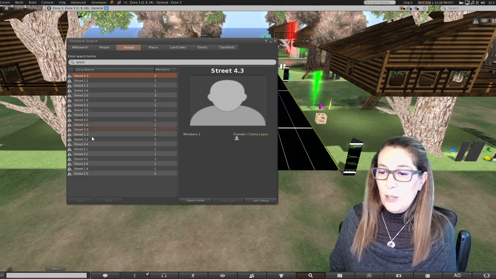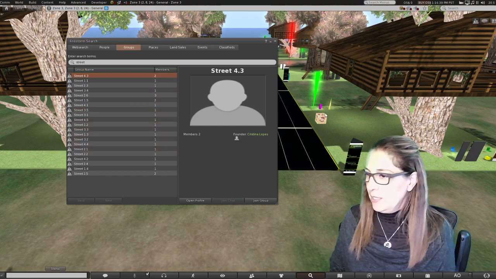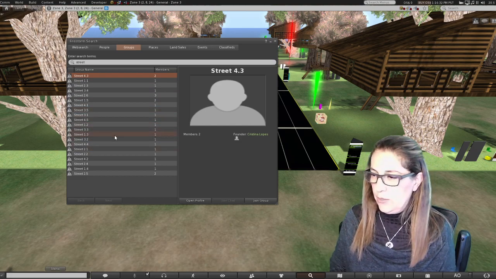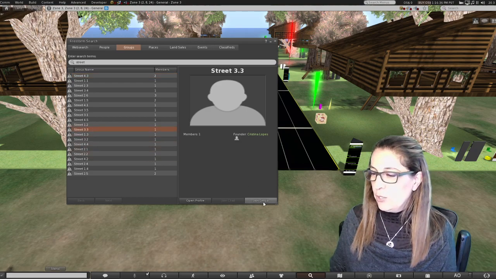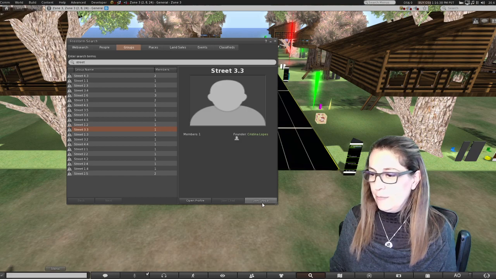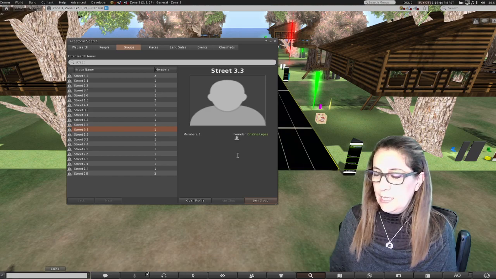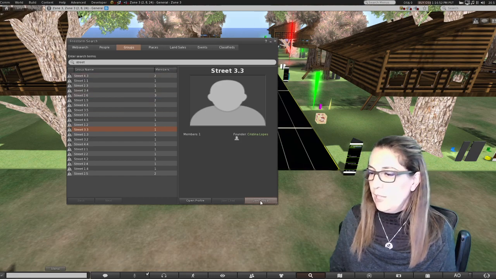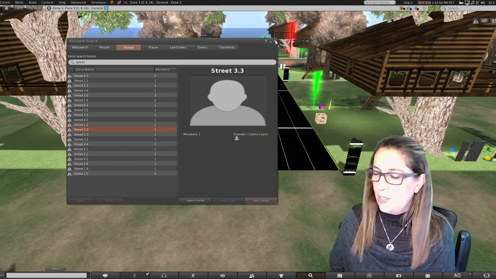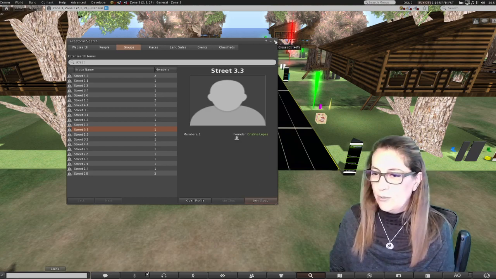So pick your street. All right, so I'm here. This is street 3.3. So I would pick this street over here, and I would click join group. All right, and I'm just going to click it just for fun. Okay, join group. All right, this should have worked, hopefully. It likely worked. It's just that the group information is cached, so it'll take a while to update.